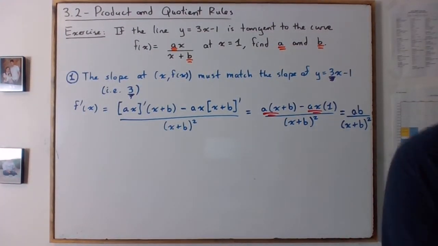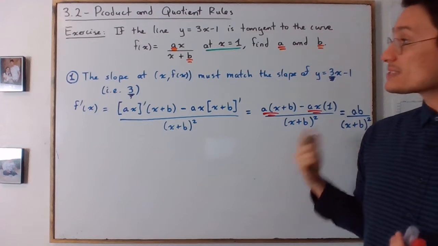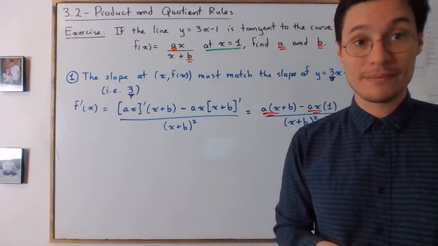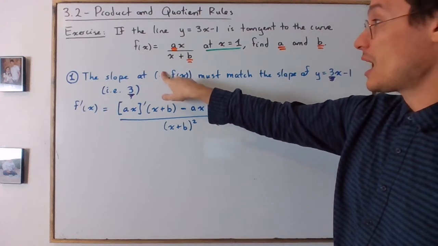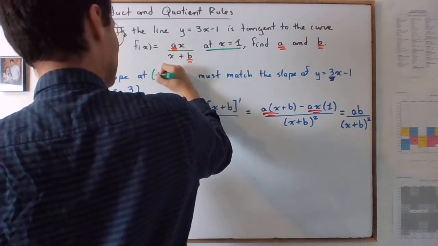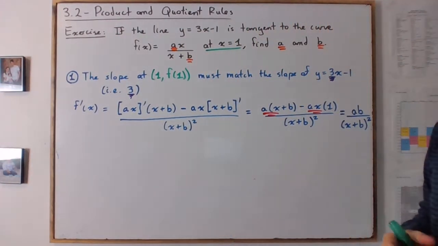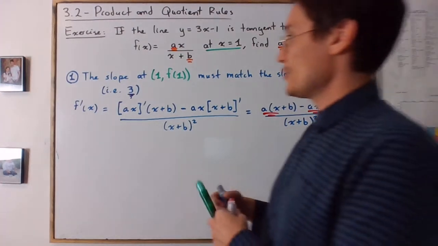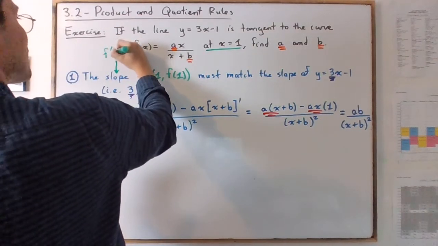I'm going to color code this, let's say in green. The at x equals 1 is important here because it's not always true that the derivative is equal to 3. It's true only at x equals 1. So here I have to correct this. It's not x, f of x, it's 1, f of 1. And this is a really important correction. The first step doesn't change. You still do the derivative, but then the slope at 1, f of 1, turns out to be f prime of 1.